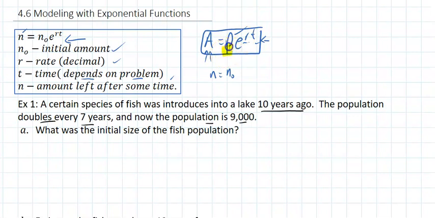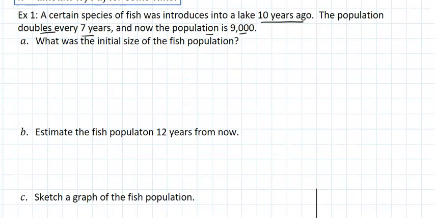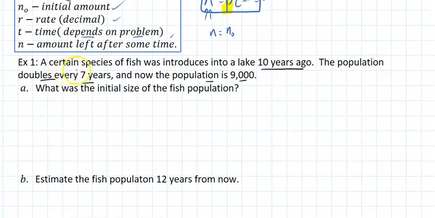I need to figure out the initial population and the rate of increase or decay for every problem. If it's given, I'll use it. If not, I have to find that. So this says a certain species of fish was introduced into the lake 10 years ago. The population doubles every 7 years. And now the population is 9,000. So what was the initial fish population? I'm going to say the fish population is the initial amount, and that's what I'm looking for in this problem.